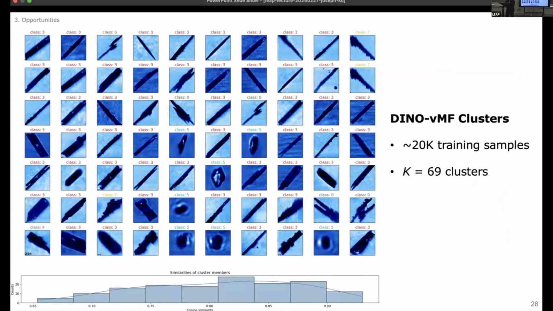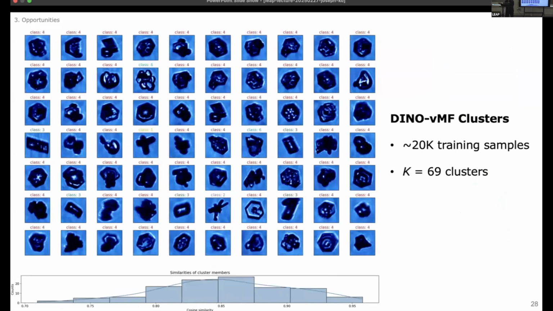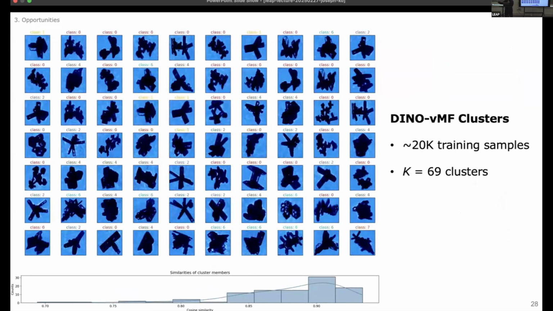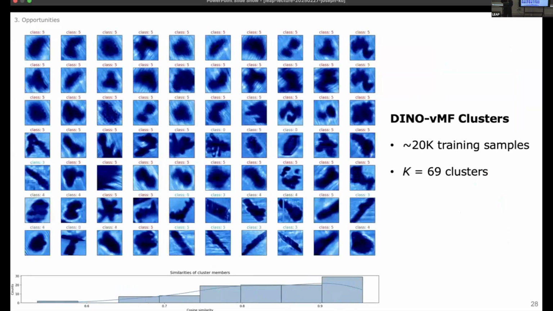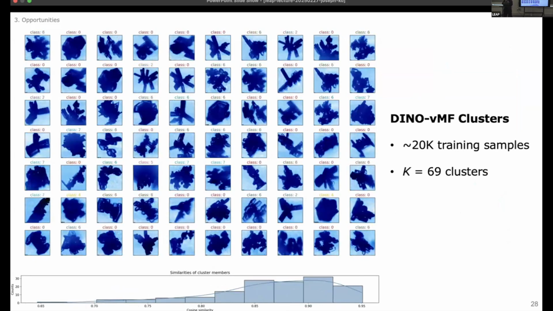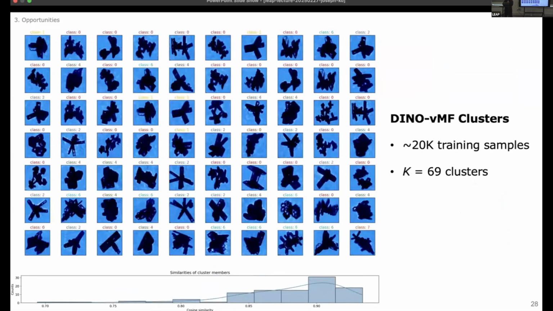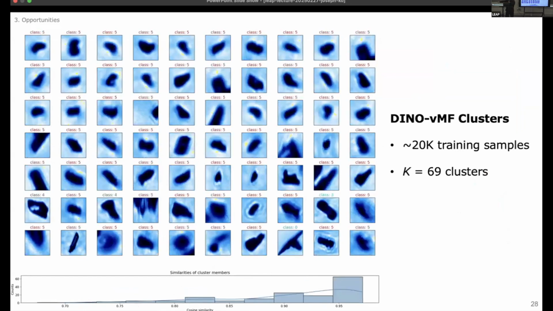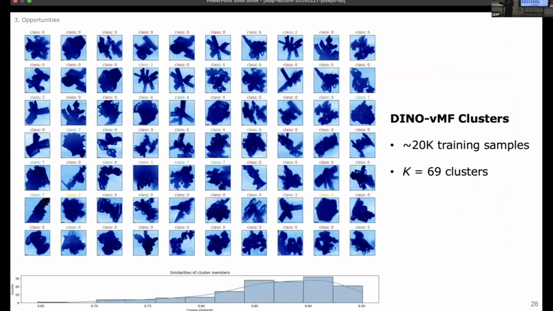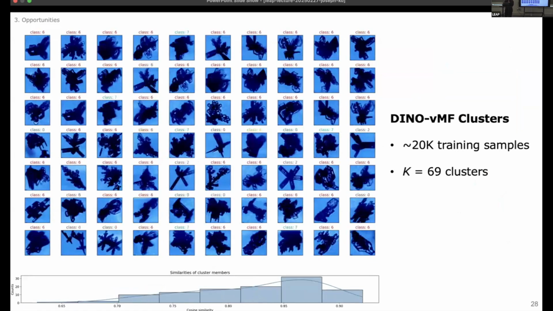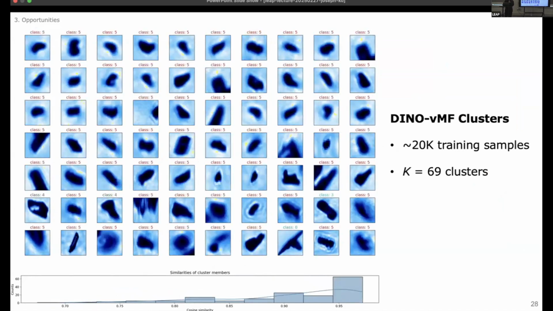So we did a prototype of this. Hari trained this model with about 20,000 training samples. What you're looking at is 69 clusters, where the top row is some random samples closest to the centroid of the cluster, and the bottom row is crystals that are further away from the centroid. The distribution on the bottom is a similarity distribution, where right-skewed distributions are more homogeneous clusters, and more normal or left-skewed distributions are more heterogeneous.